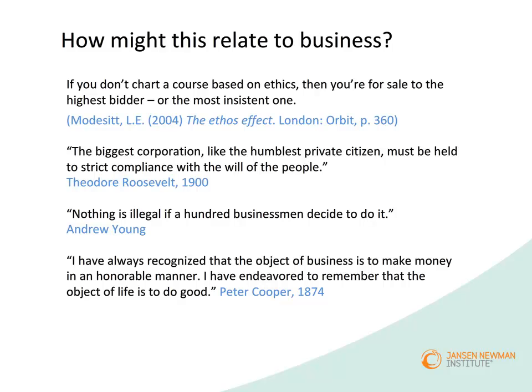And yet, we finish up with an optimistic quote from Peter Cooper a long time ago, 1874. And his perspective is, I have always recognised that the object of business is to make money in an honourable manner. I have endeavoured to remember that the object of life is to do good. And you might ask, well, where does that fit in the Kohlberg or Gilligan models of moral development? And it certainly suggests that there is a person there who is committed to living at that level 3 in either of those two models.